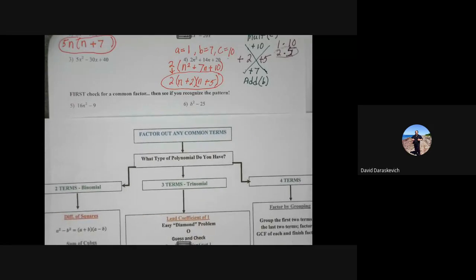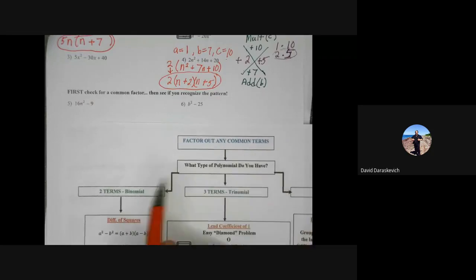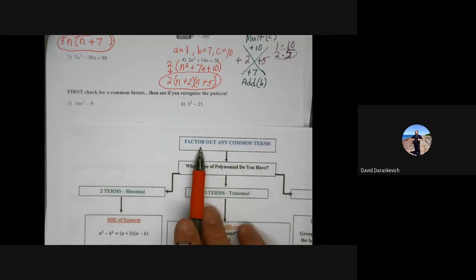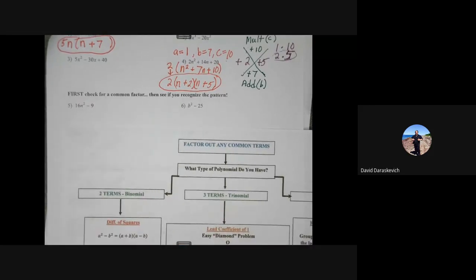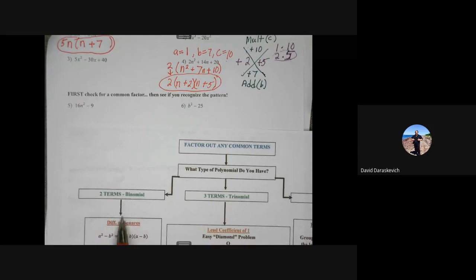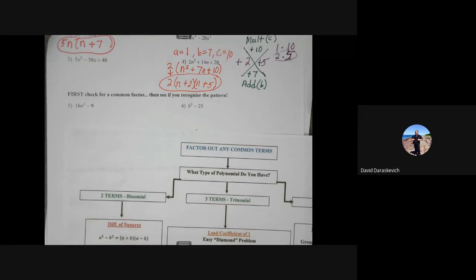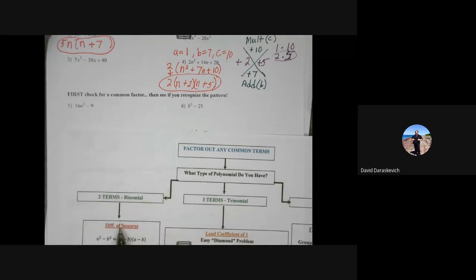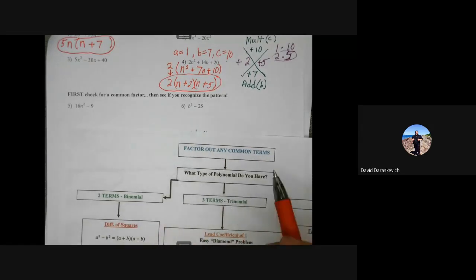You notice here, I have two terms. Okay, so if I go through my chart here, let's look at number 5, for instance. Can I factor out any common factor between 16 and 9? And the answer is no. And it's like, well, what type of polynomial do you have? And I already said it's two terms. So then you ask yourself, follow the flow chart. Is it a difference of squares, a sum of cubes, or a difference of cubes? Now, there's no cubes in this one, so it has to be a difference of squares. Well, it doesn't have to be, but it is in this case.